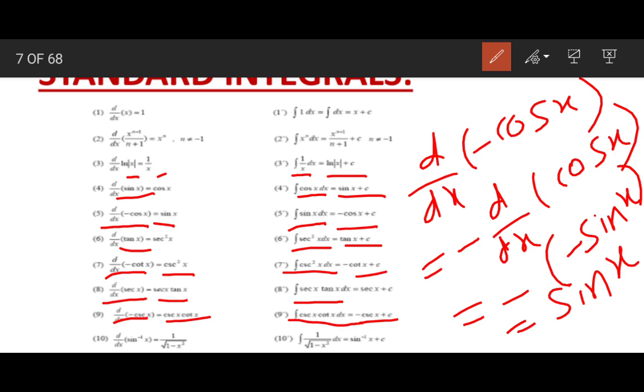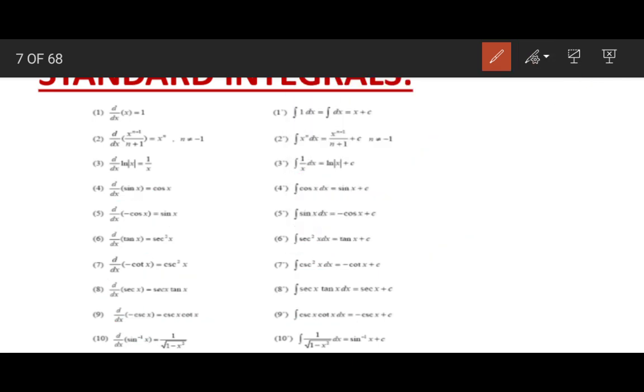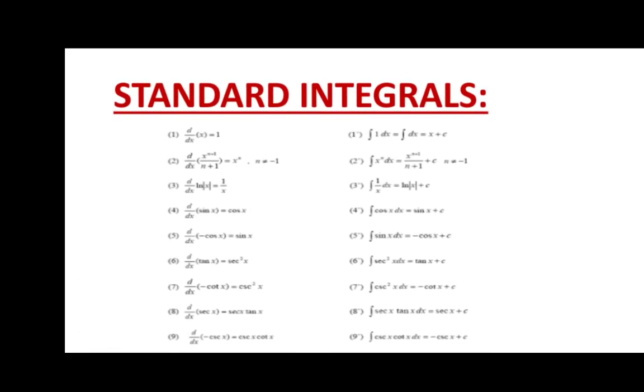Then we know that the derivative of sin inverse x is 1 upon under root of 1 minus x square, and hence the integral of 1 upon under root of 1 minus x square dx is sin inverse x plus c.